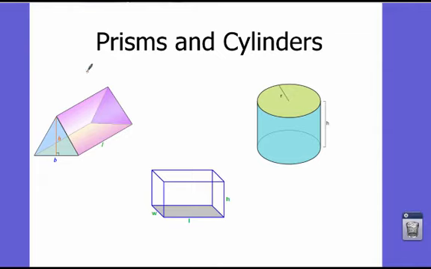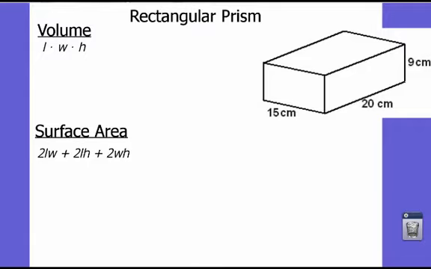For this video, we're going to be discussing the volume and surface area of prisms and cylinders. And specifically, we're going to be talking about rectangular prisms, triangular prisms, and cylinders. So first, we're going to discuss rectangular prisms.